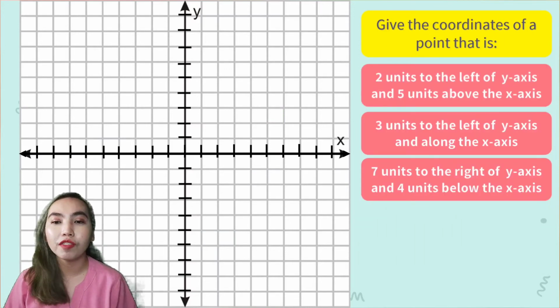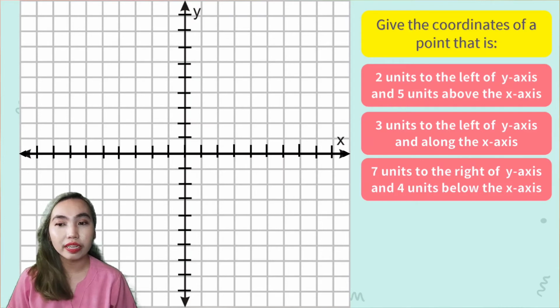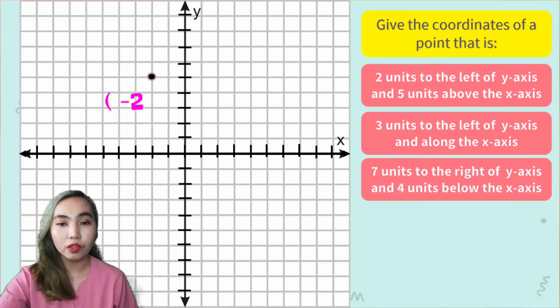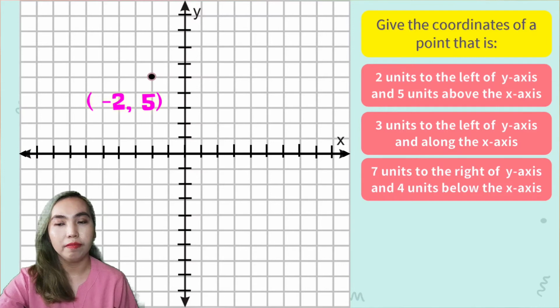Now, let's give the coordinates of the point that is 2 units to the left of y-axis. So, bibilang tayo ng 2 units to the left. So, from the origin, 2 units to the left of y-axis, 1, 2. And 5 units above the x-axis. So, bibilang tayo from that point, 5 units above the x-axis. So, 1, 2, 3, 4, 5. So, that is our point. That is (-2, 5).